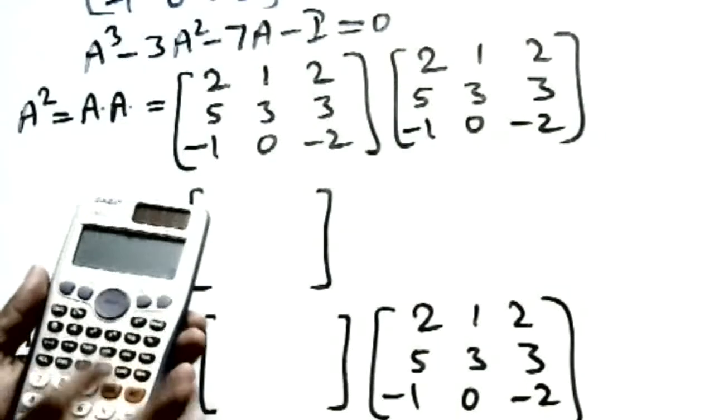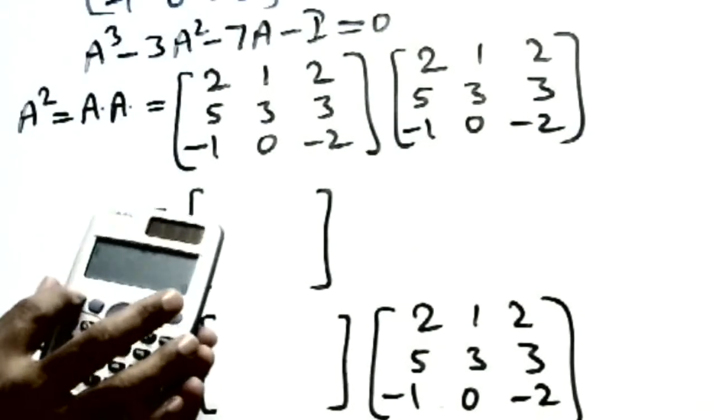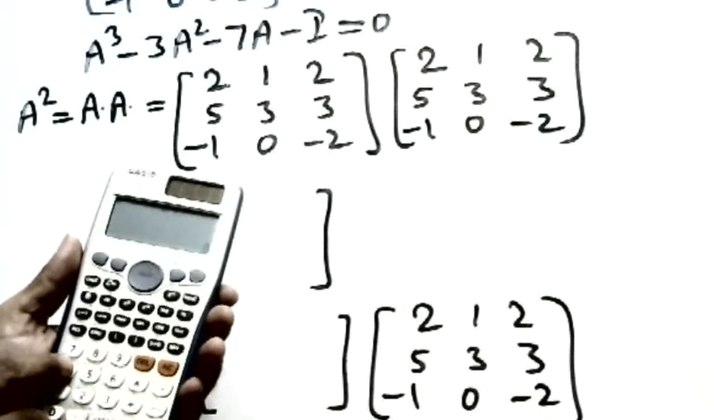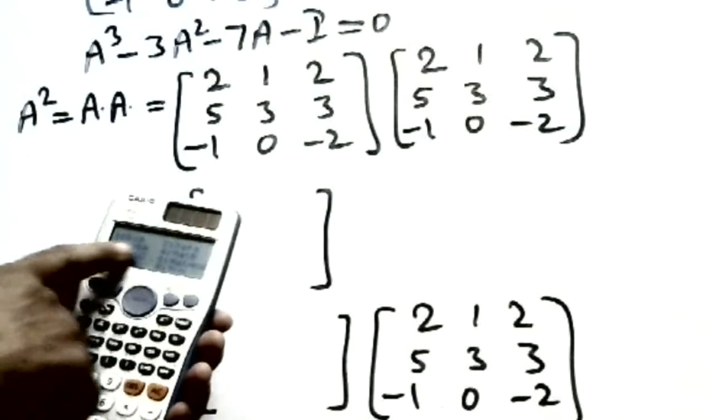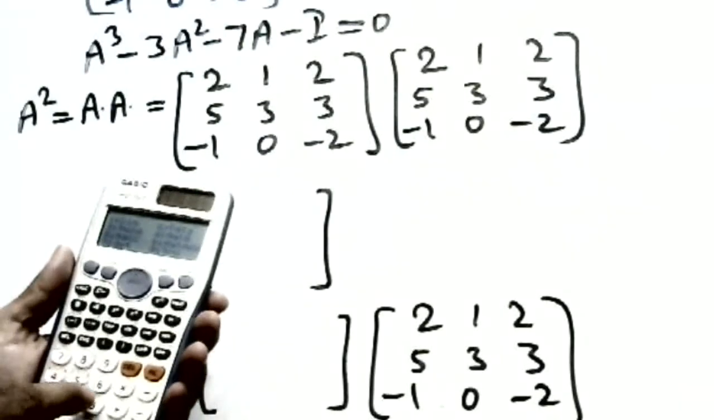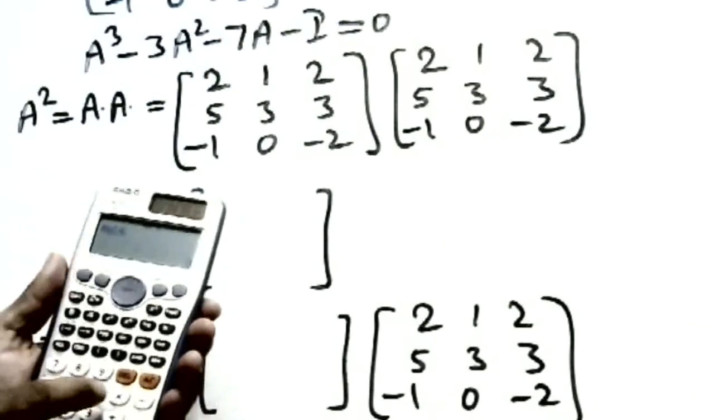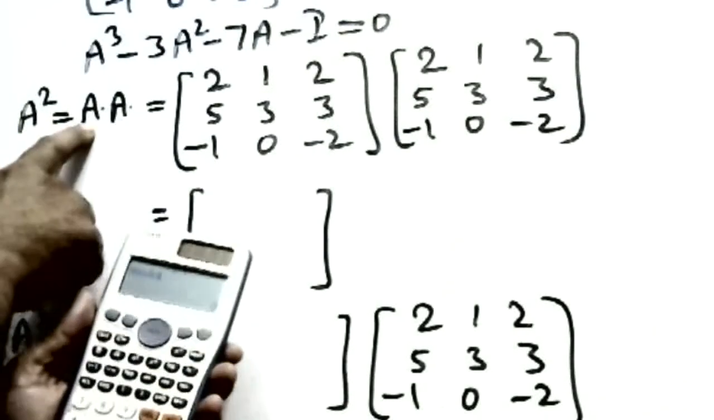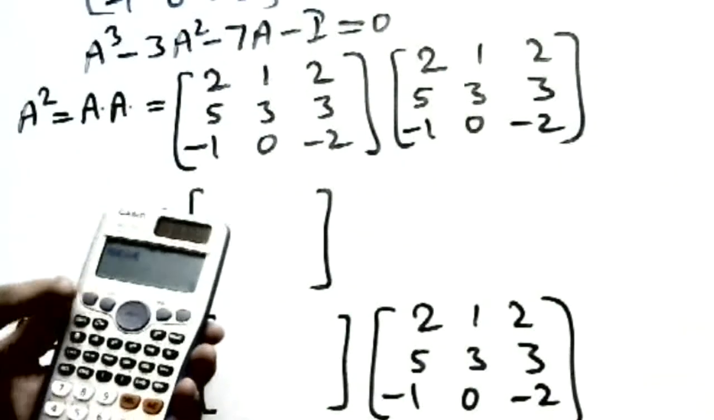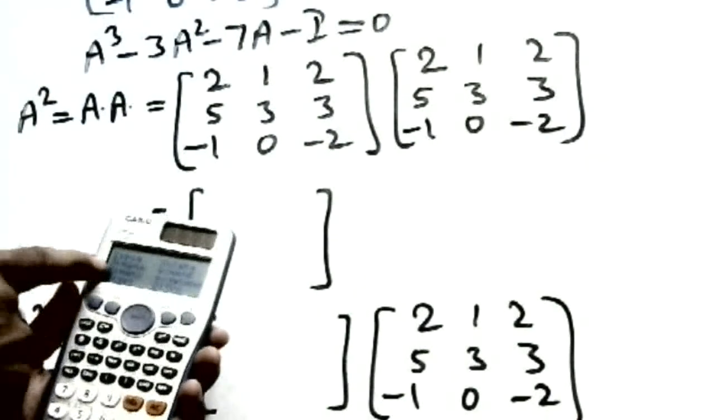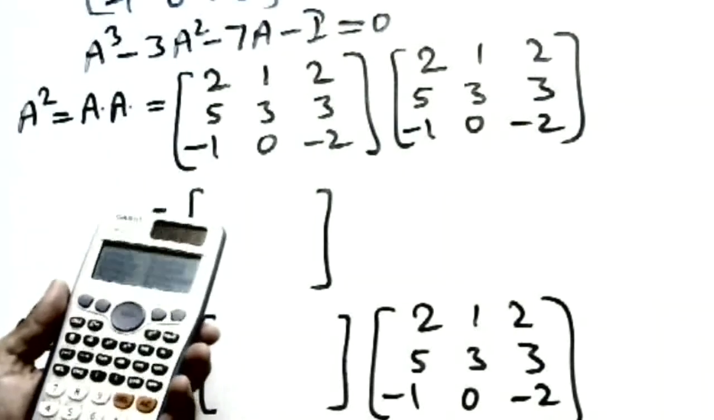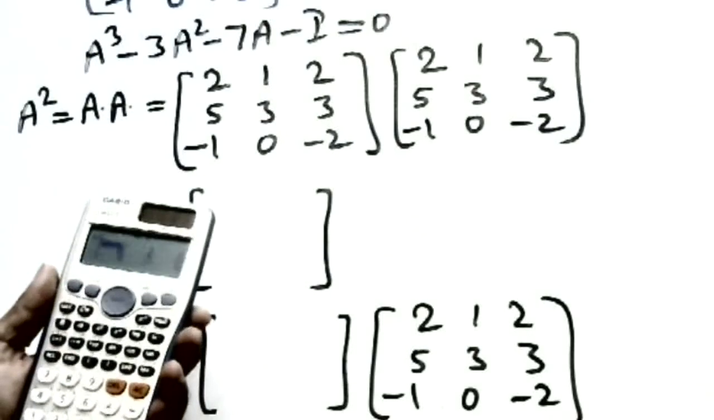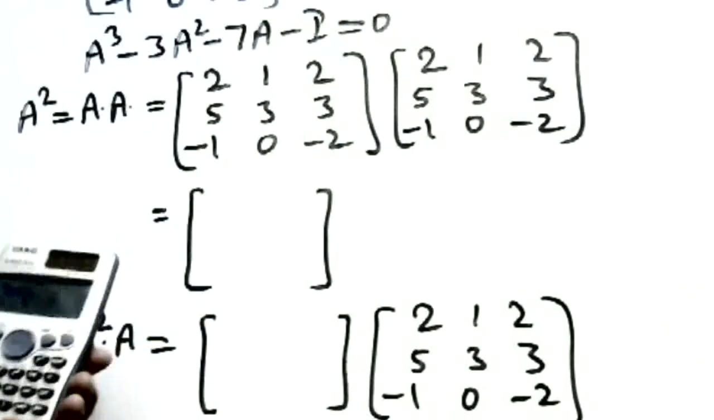Now we want A square, no? So that is A into A. We can go from here. You see here, shift, we can use shift. And after shift, in place of 4, we are having matrix. So we want matrix A. So take 3, matrix A, into, again we want matrix A into matrix A. Again you apply shift and take 4. Again we want matrix A, that is the third one. So matrix A into matrix A. So we got this value.